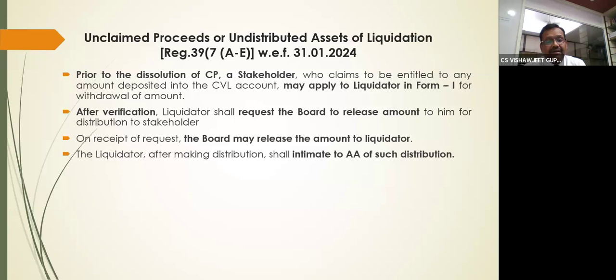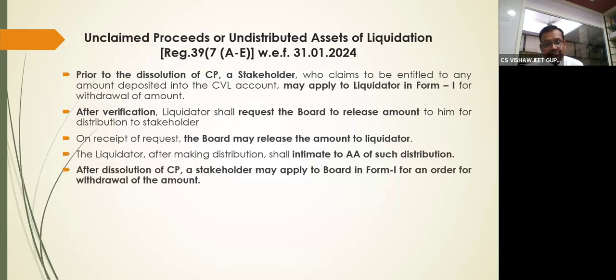The liquidator, after making distribution, shall intimate to the adjudicating authority about such distribution, that I have verified the Form I, and the Board has released the amount, and the released amount has been distributed. So he will intimate to the adjudicating authority about the distribution.